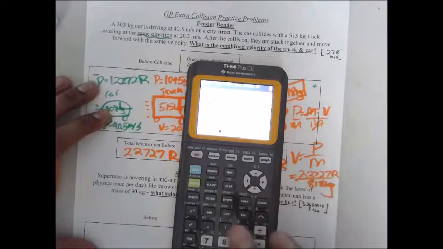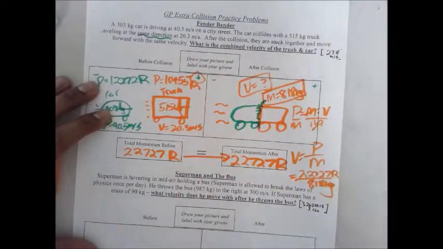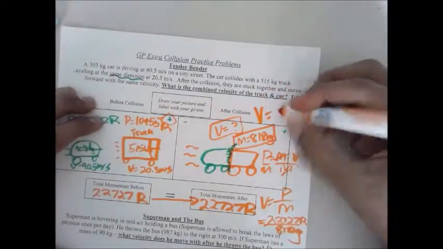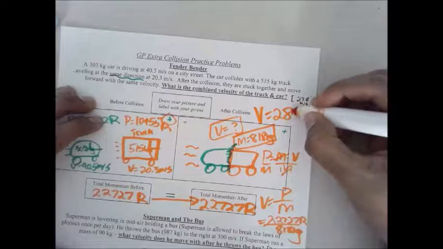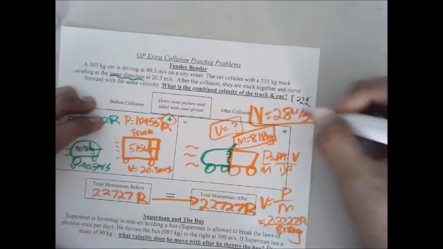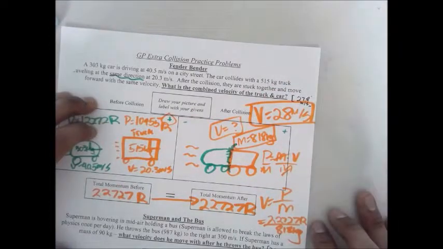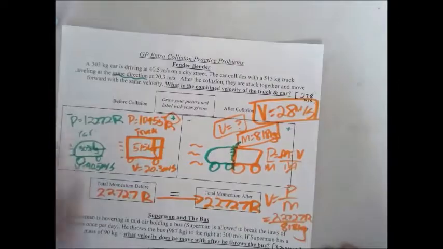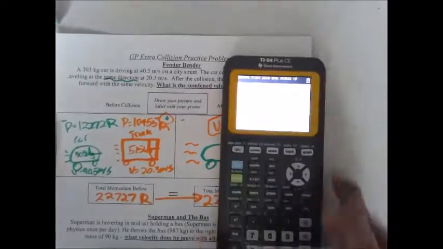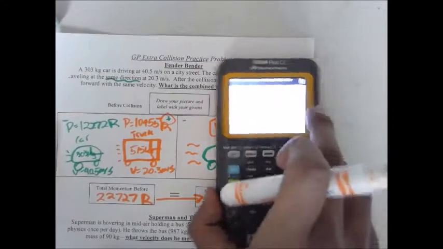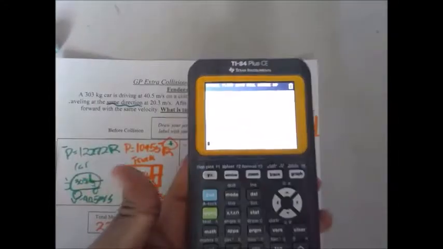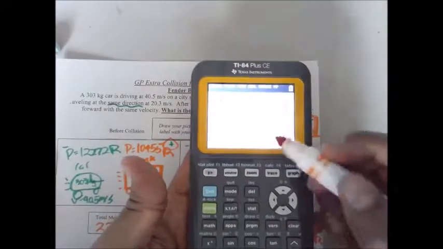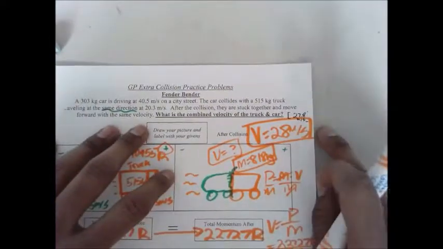22,727 divided by 818 gives us a velocity of around 27.7, or we could say 28 meters per second, or 27.8. Oh shoot, I should have rounded to, well, whatever. So I got 27.8, or let's see here, to be clear, it says 27.78, which is basically 27.8 or 28.